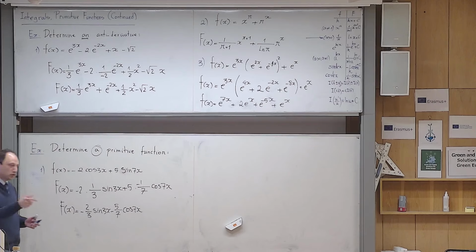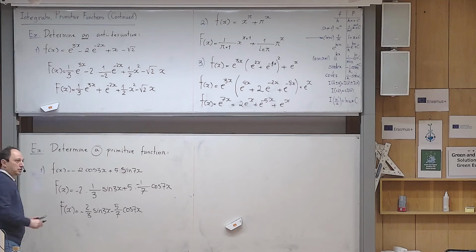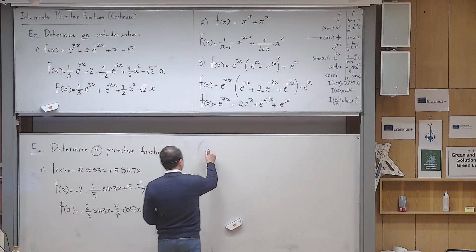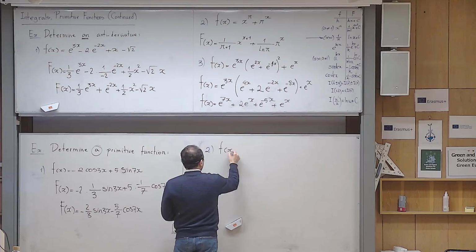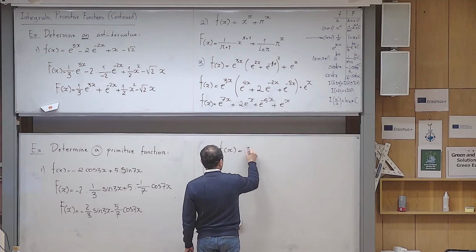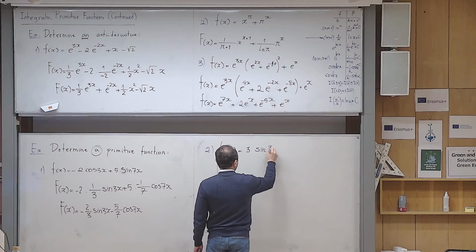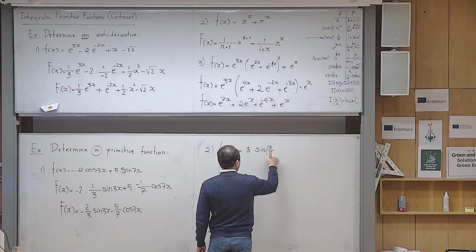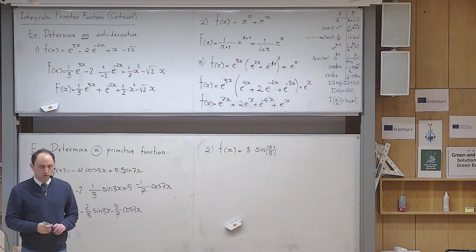Okay, so let me give you a little bit, because in the book and in the national exam, they have some harder examples of this type. So let us just practice this. For example, number 2, what do you think will happen for this function? f of x is equal to, let me write one simple one first, 3 sine x over 5. Just this one. So what should I do?